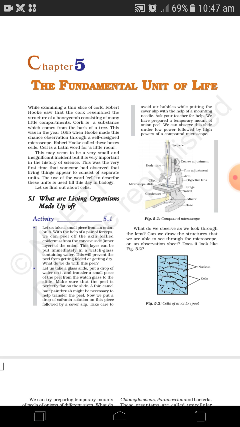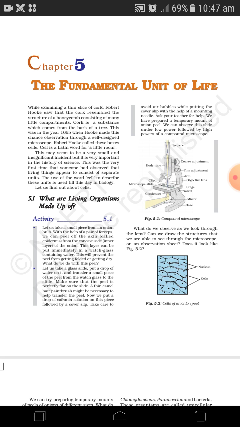While examining a thin slice of cork, Robert Hooke saw that the cork resembled the structure of a honeycomb, consisting of many little compartments. Cork is a substance which comes from the bark of a tree. This was in the year 1665, when Hooke made this chance observation through a self-designed microscope. Robert Hooke called these boxes cells. Cell is a Latin word for a little room.